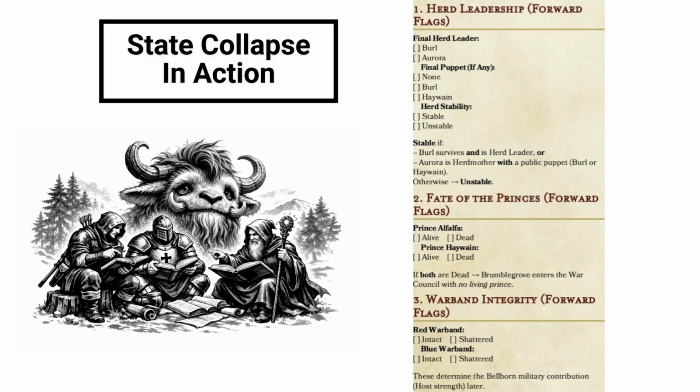From reverse design, we already know the only variables that are allowed to exit this arc: the herd leader, whether Aurora possesses a valid patriarchal puppet, whether the herd is politically stable, which heirs survived, and the effective strength of the Bellborn host. Everything else has already been consumed by the pipeline. These values form the complete input vector for state collapse.